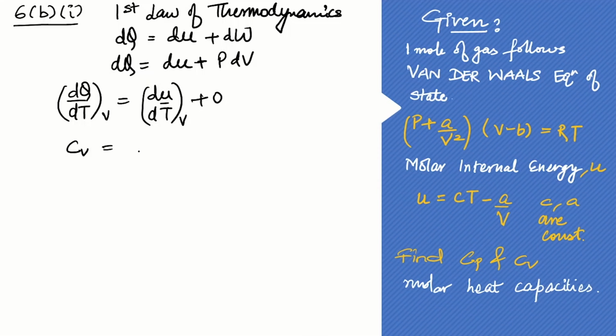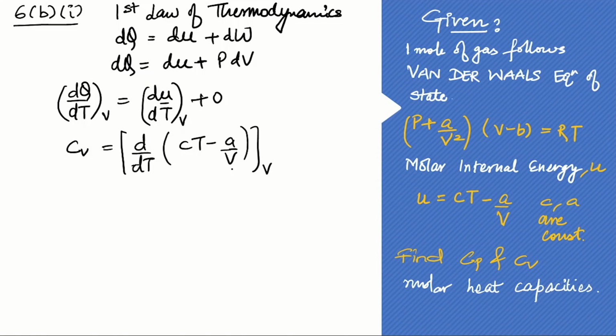And we know the expression for U. We just have to differentiate this with respect to temperature at constant volume. Here volume is constant, so the second term is constant. So our differentiation gives C in this case.